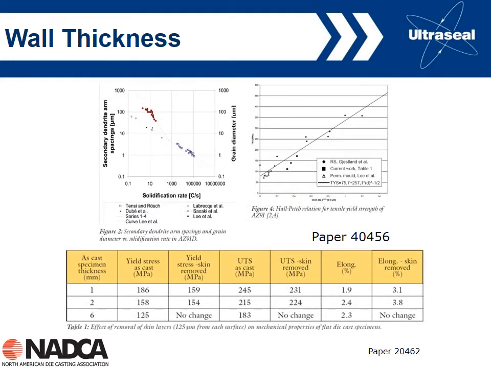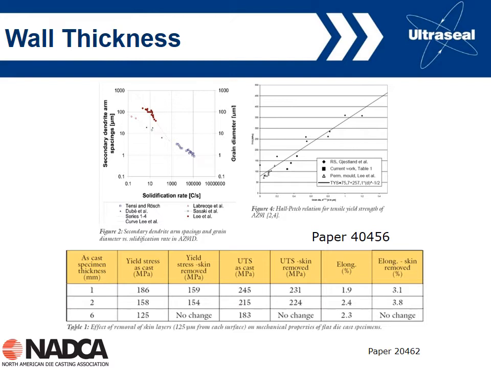So how important is this surface skin? This is data from a NADCA paper. The paper is identified down here. This is for magnesium alloy AZ91D, but certainly we can find similar data for aluminum and for zinc also.